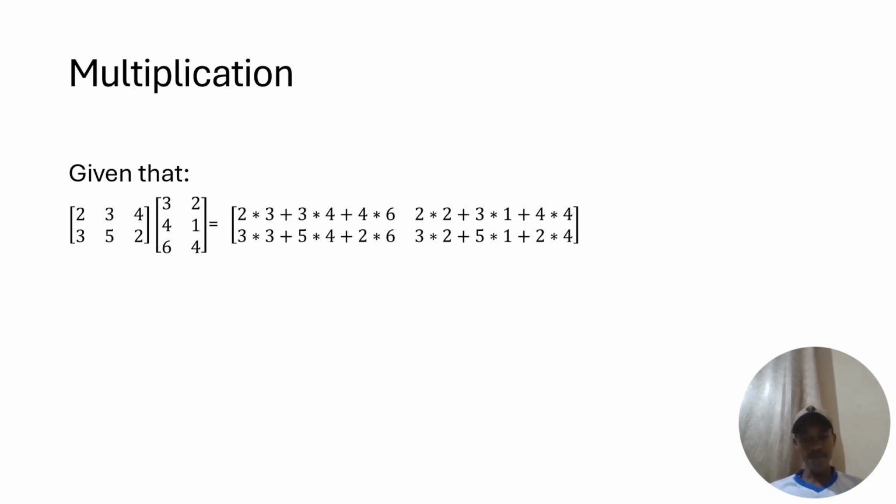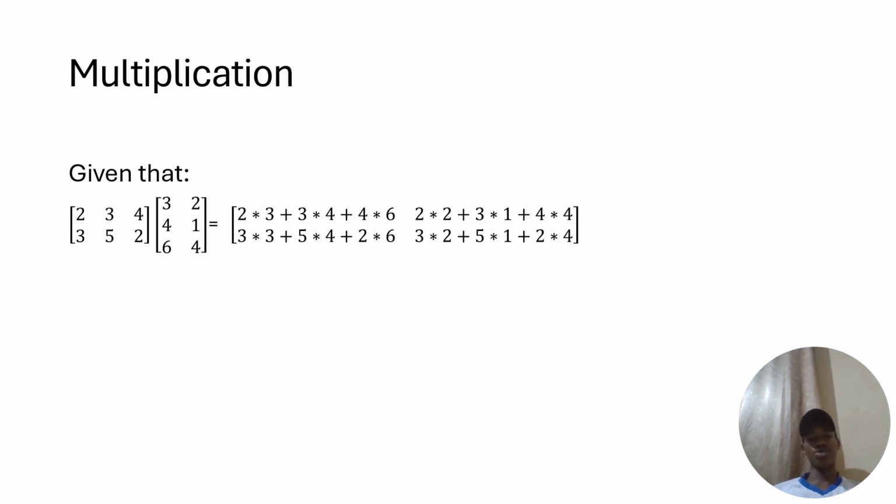How do we multiply matrices here? The law of matrices tells us to multiply a row by a column. The rows move from left to right, as you're seeing. The first row has 2, 3, and 4, and the second row has 3, 5, and 2. When we talk of columns, they flow from up to down, as you're seeing.